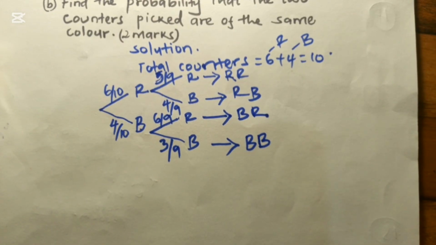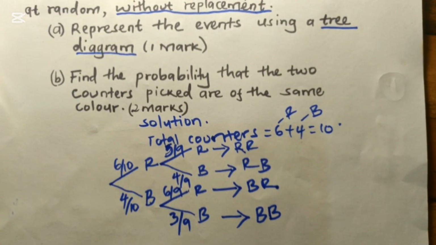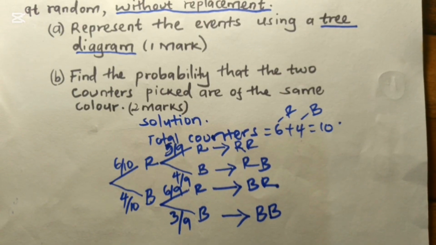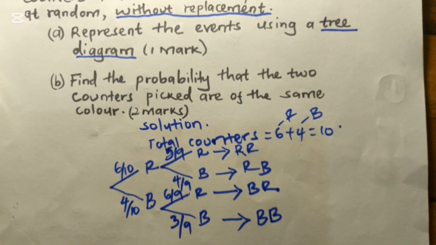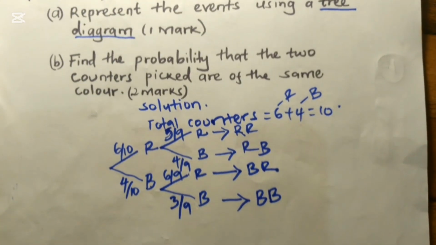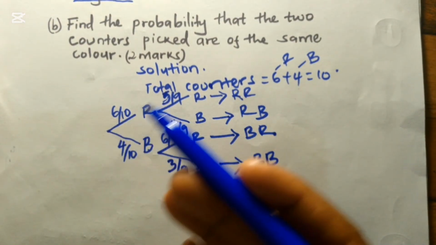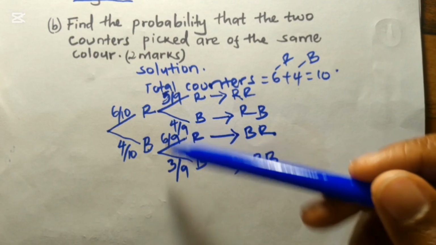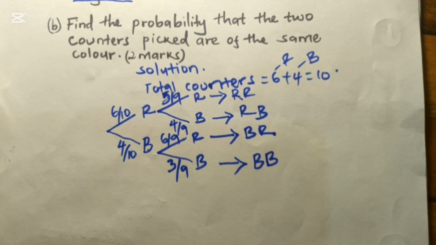So that is it about part A of the question. We are just told to represent the event using a tree diagram. Yeah, it is very simple. That is why it is given 1 mark. You just need to note down the keywords, without replacement, and which color is being picked, and make sure that the fractions or the probabilities are written in the correct way.